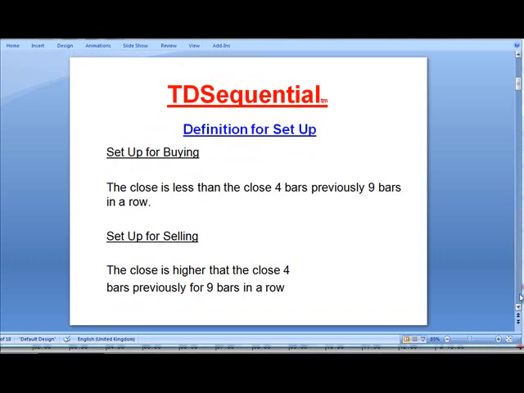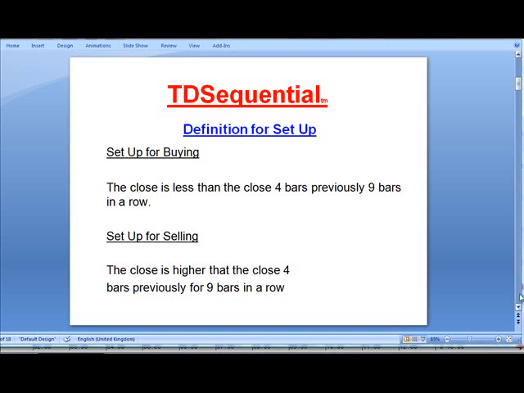First one we're looking at is what's called TD sequential, and what we have is two types of analysis. When you look at a chart, you'll see a series of blue numbers which will go up to the number 9, and then after that you'll see some red numbers that can go up to 13.